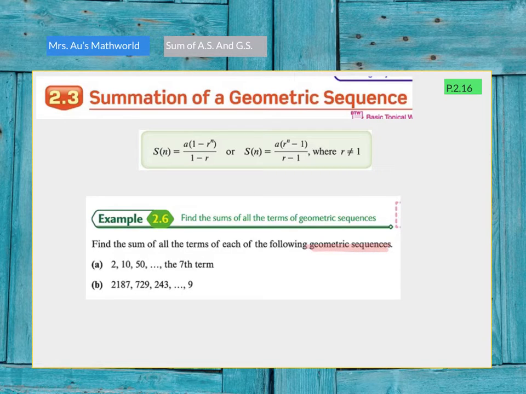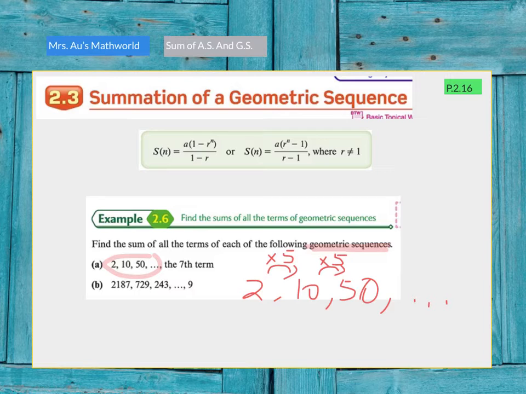Okay? So before we work on this example, let's see if it is a geometric sequence. In part A, you can see 2, 10, 50, and so on. Then we want to make sure whether it is a geometric sequence, so you can have a look at it. Each time, we multiply by 5. Multiply by 5. Okay? So please make sure you have the sense of having such a geometric sequence yourself.